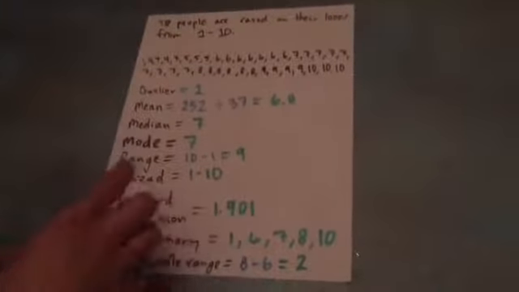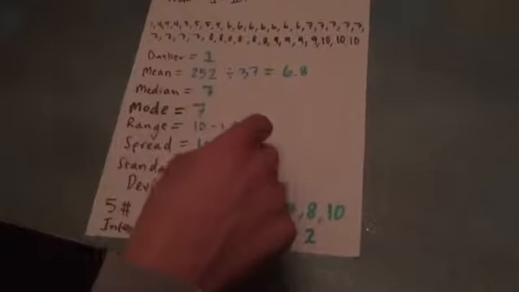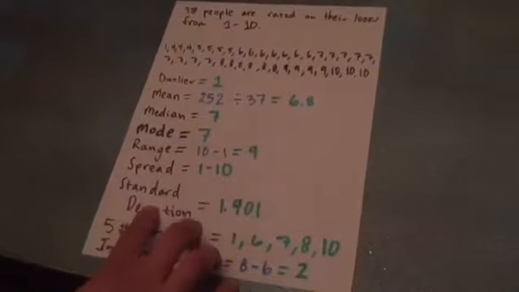And then to find the range, you just take the highest number, subtract by the lowest. So 10 minus 1, that equals 9. Then the spread is just what the numbers range from or go from, so they're 1 to 10. Then standard deviation is next, and I'll explain that.